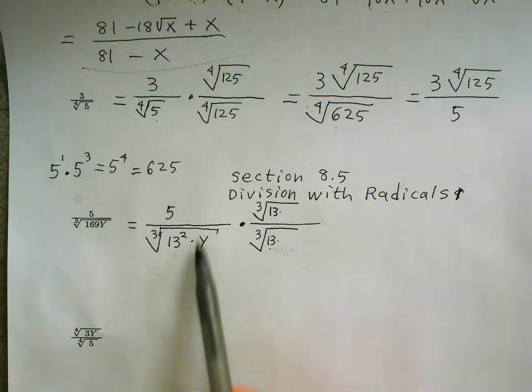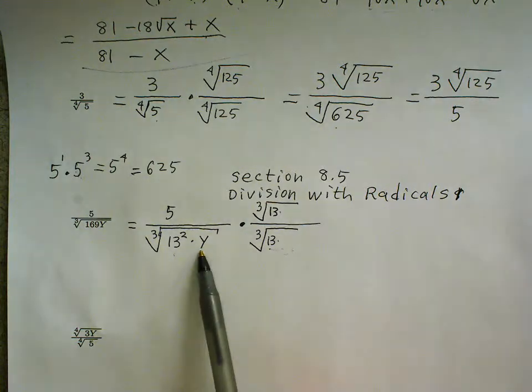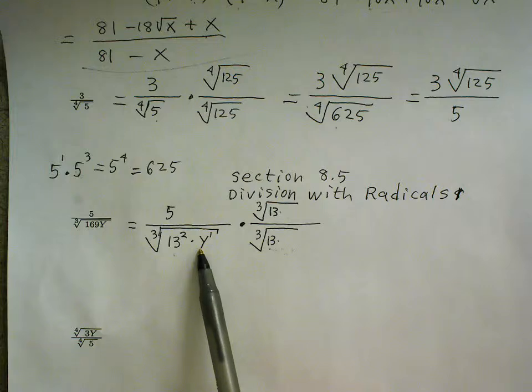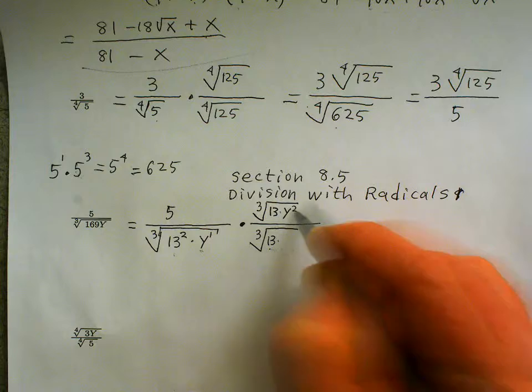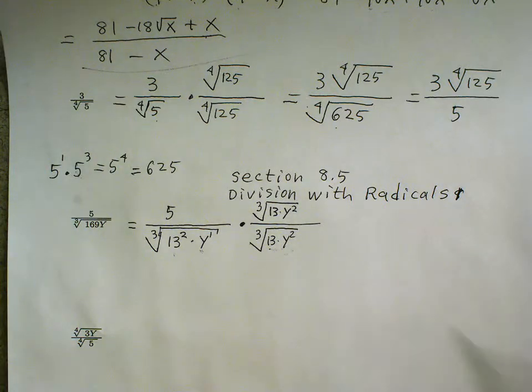Then in the original denominator, we have the cube root of y. Remember, y is y to the first. So we ask, what would I have to multiply by y to the first to get a perfect cube? Yeah, I'd have to multiply that by y to the second. So inside this radical, we need a y to the second, and y to the second in that one also. So we're just multiplying by 1.